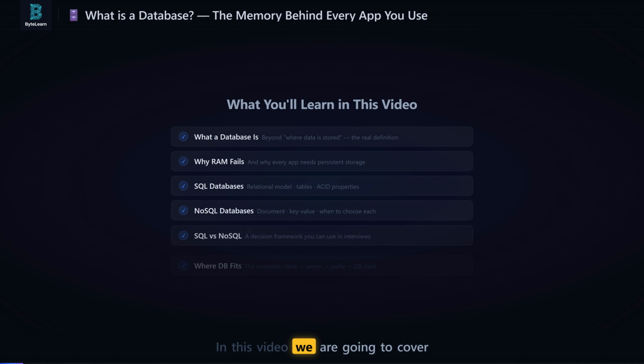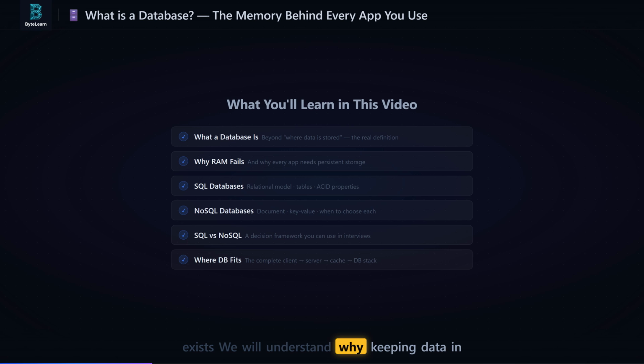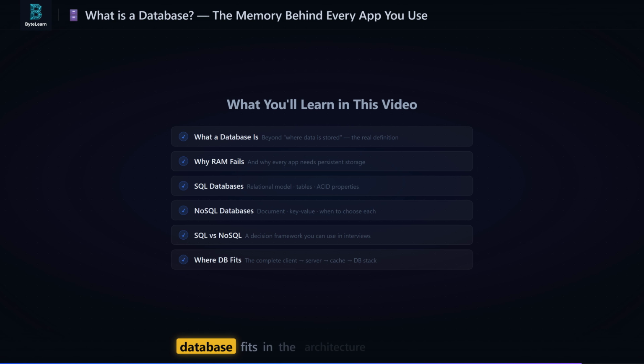In this video, we are going to cover what a database actually is and why it exists. We will understand why keeping data in RAM is not enough and what persistence actually means. We will cover SQL databases and what makes them reliable for financial transactions. We will cover NoSQL databases and when their flexibility beats SQL structure. We will give you a decision framework that maps directly to system design interviews, and we will show you exactly where the database fits in the architecture you learned last video.